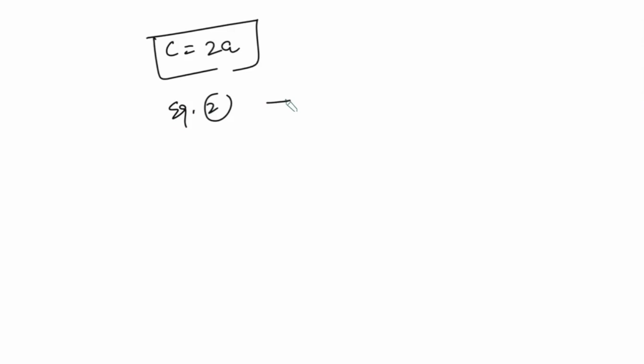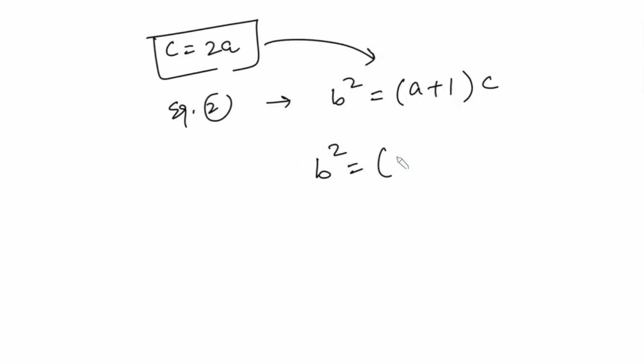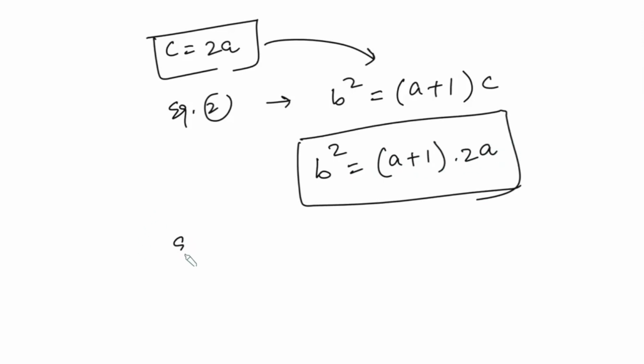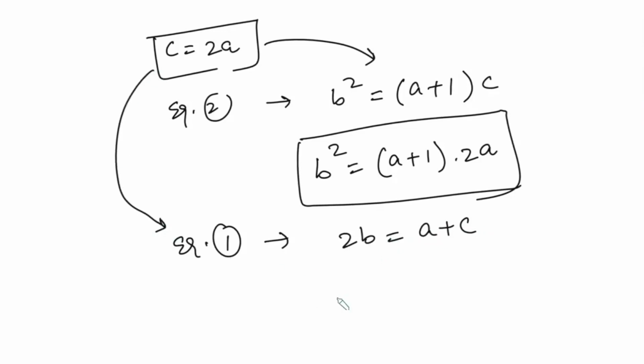Equation 2 was B square is equal to A plus 1 times C. So if we use this value here, we'll get B square is equal to A plus 1 times 2A. And from equation 1, we had 2B is equal to A plus C. And if we use the value of C in equation 1, we'll get 2B is equal to A plus 2A. That gives us 2B is equal to 3A, or B is equal to 3A over 2.